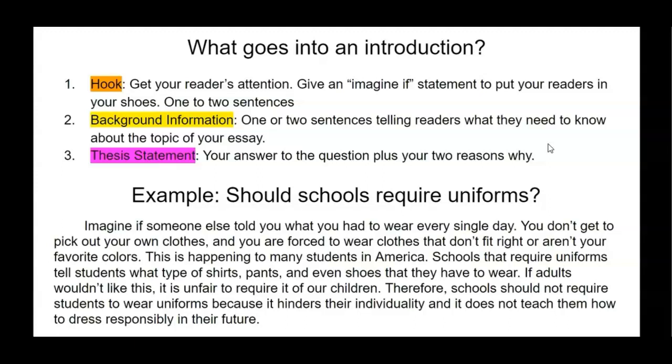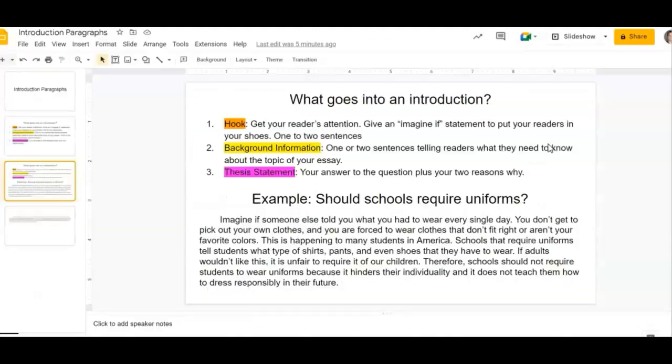You don't get to pick out your own clothes, and you're forced to wear clothes that don't fit right or aren't your favorite colors. This is happening to many students in America. Schools that require uniforms tell students what type of shirts, pants, and even shoes that they have to wear. If adults wouldn't like this, it's unfair to require it of our children. Therefore, schools should not require students to wear uniforms because it hinders their individuality and it does not teach them how to dress responsibly in their future.